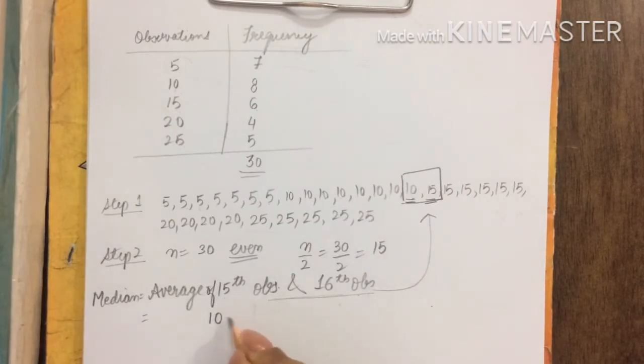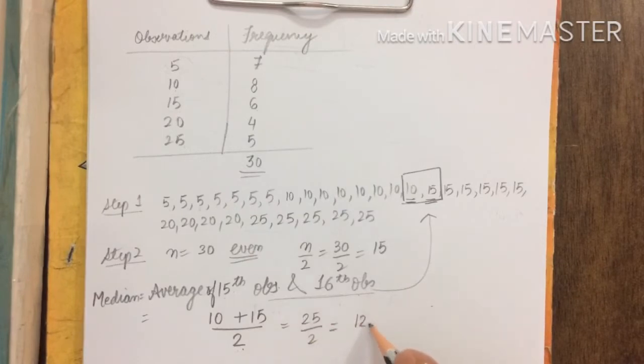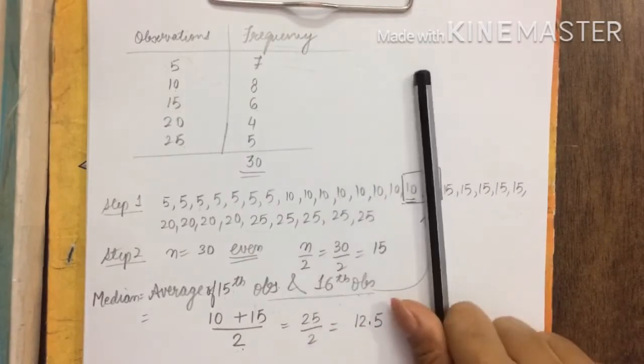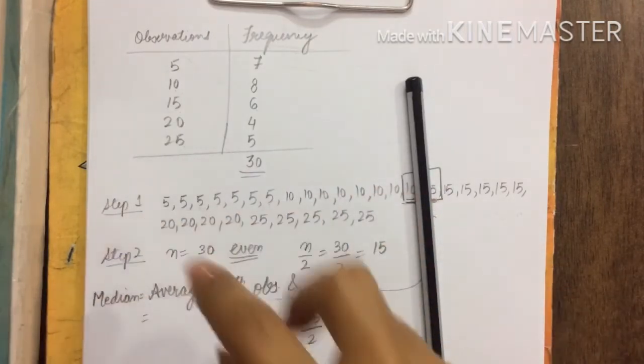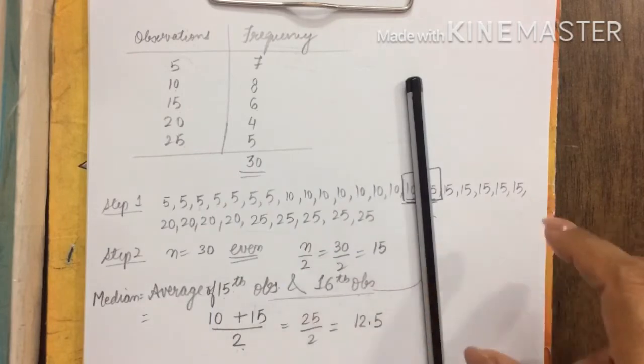I need 10 and I need 15, and I will calculate their average by adding the two values and dividing them by 2. Sum of observations divided by number of observations. So the 15th observation is 10, the 16th observation is 15, adding the two and dividing by 2, the answer comes out to be 12.5. So 12.5 is the value which divides this list into two groups, the first half being smaller than 12.5 and the second half being greater than 12.5.